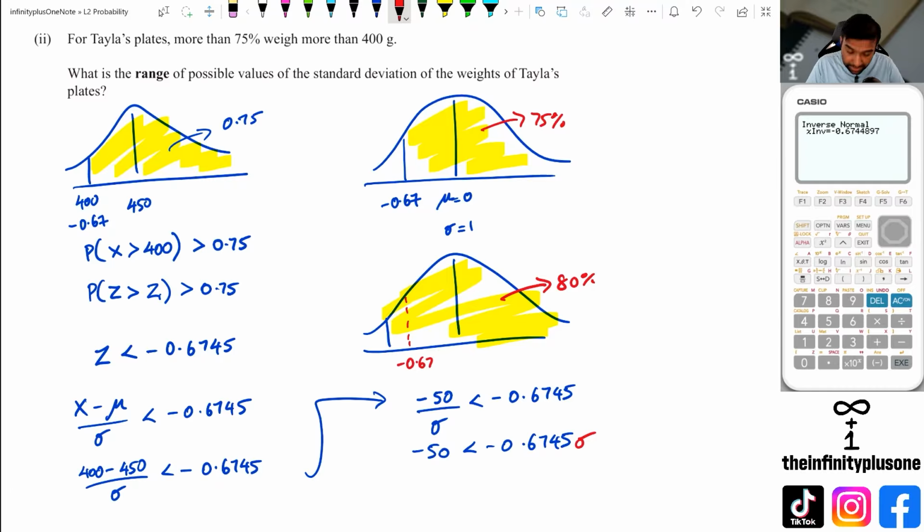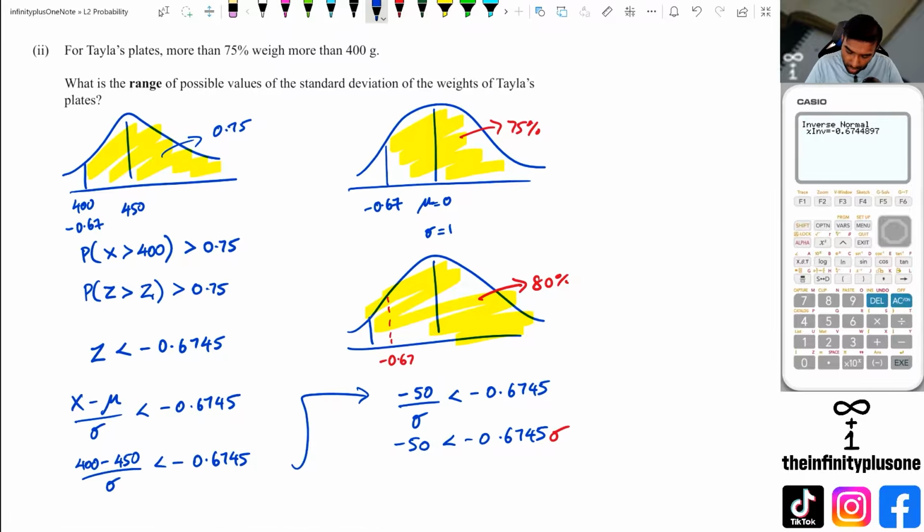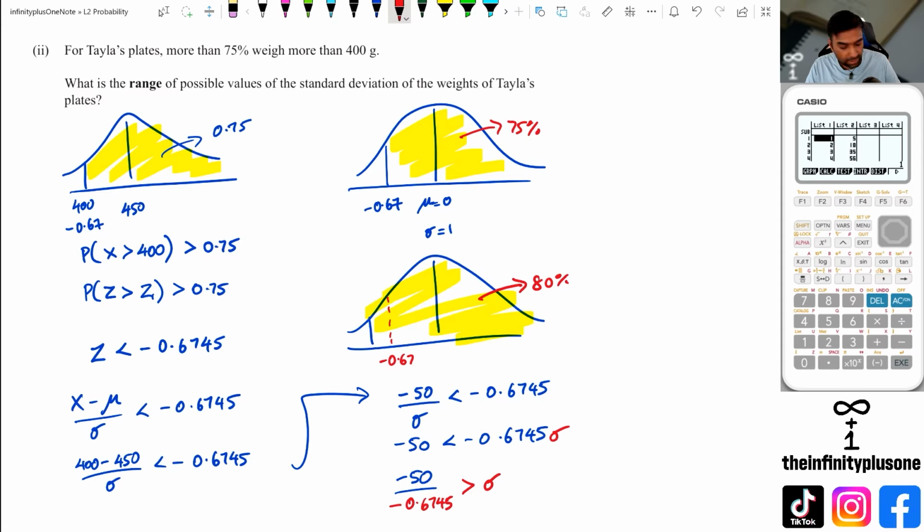And here comes the kicker, people. When you divide by a negative number in an inequality, you have to change the, what do you call it, the sign. So we're going to go negative 50 divided by negative 0.6745. And so the sign now switches, and we've got standard deviation has to be less than whatever this value is. So we're going to go into our calculator and go into just your normal run menu.